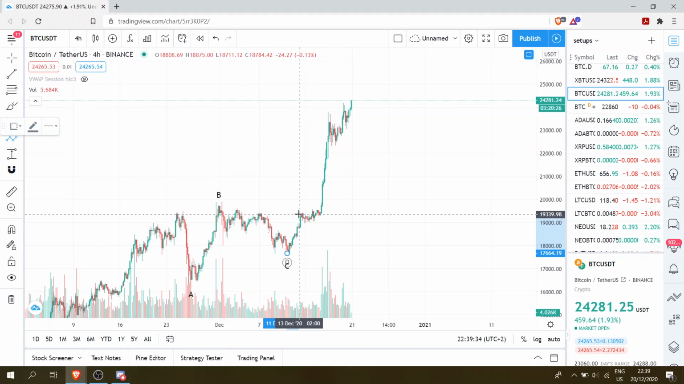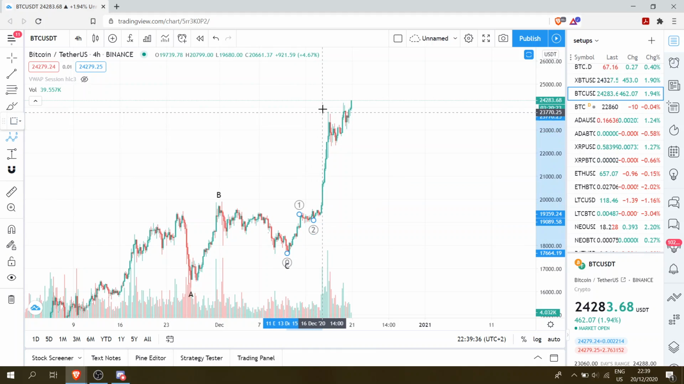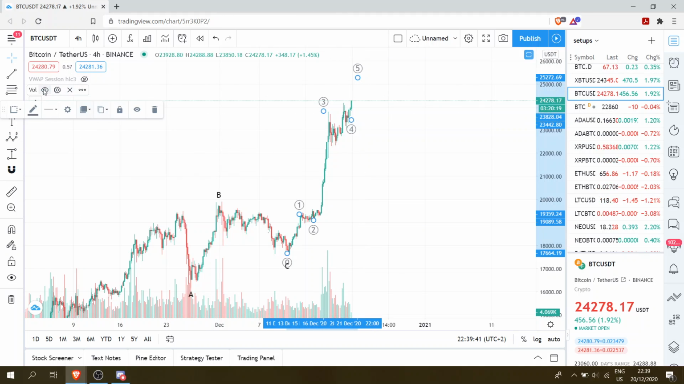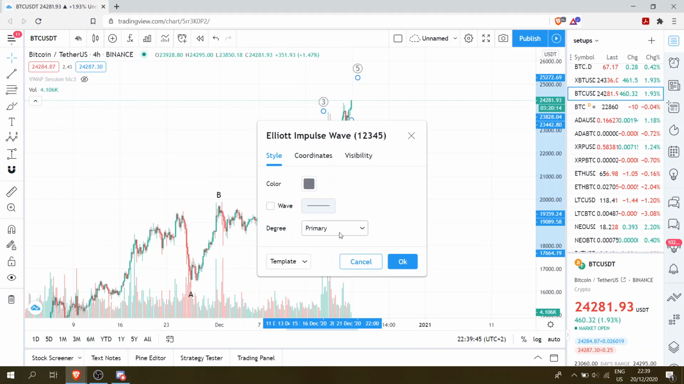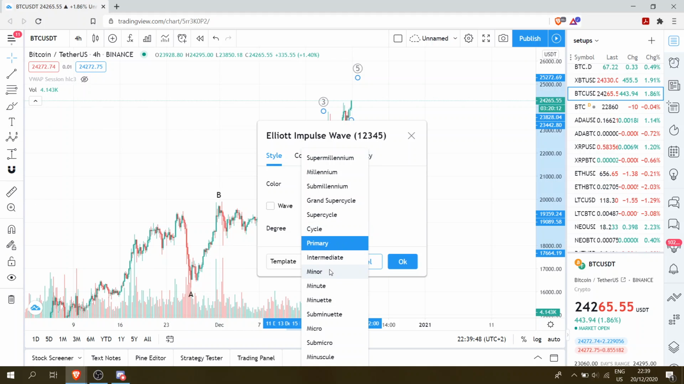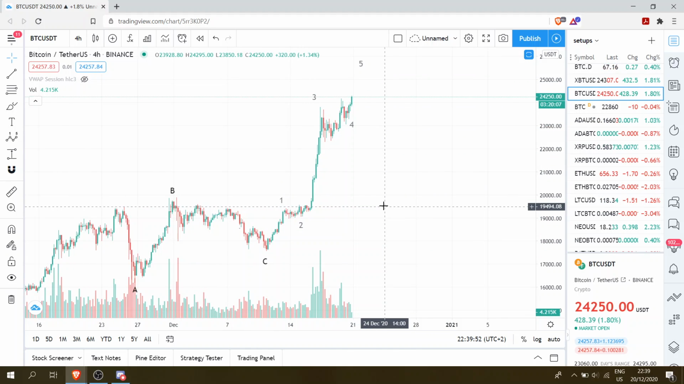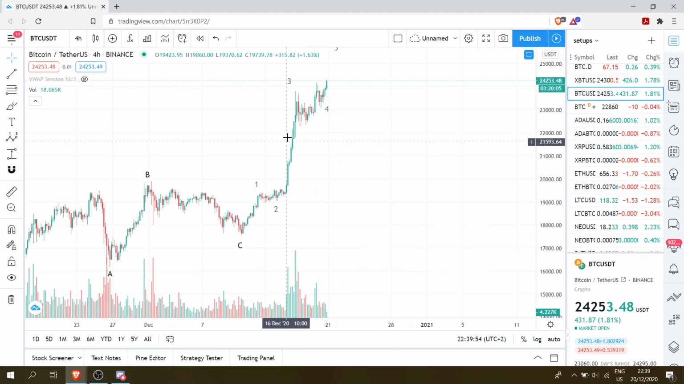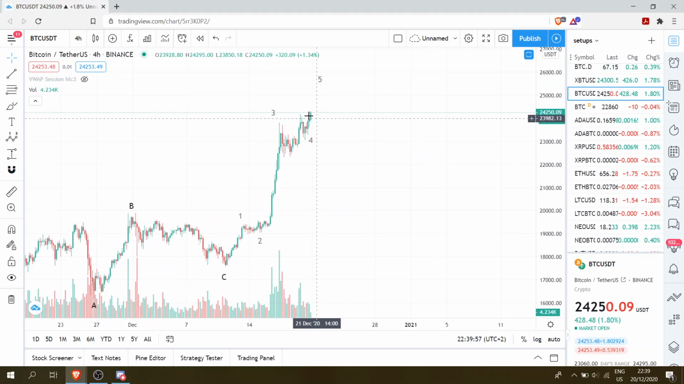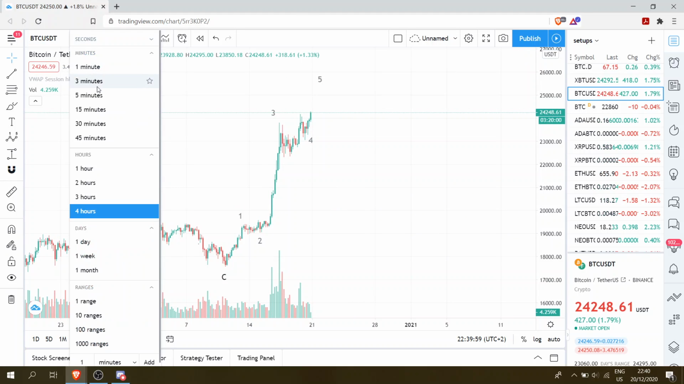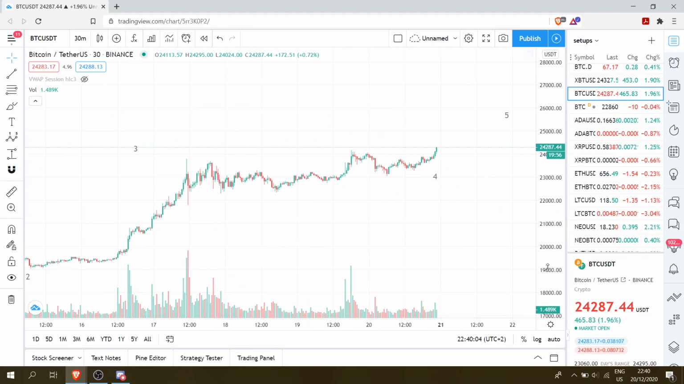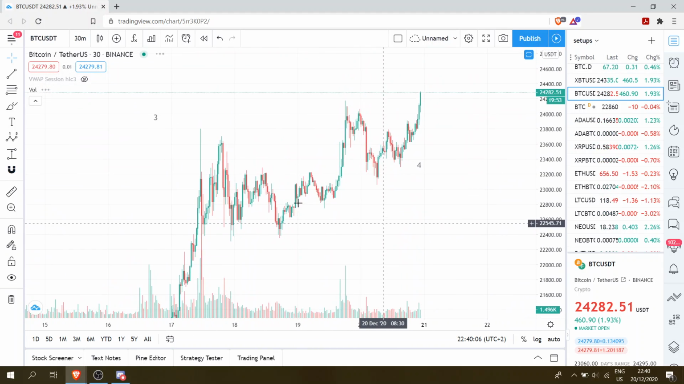So what we have here is an impulsive 1, 2, 3, 4, and a 5 coming very soon. Let me actually change this one to minor. So this is 1, 2. Now we're getting here. Here is where I'm going to put my attention and focus. So what are we looking at right here?